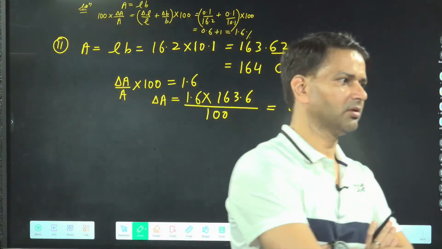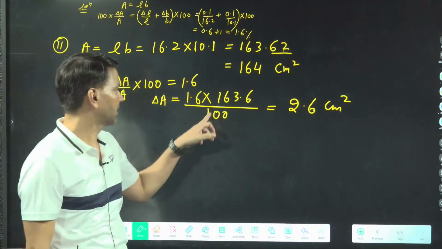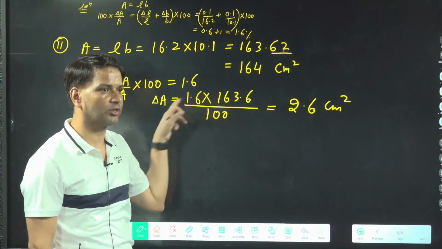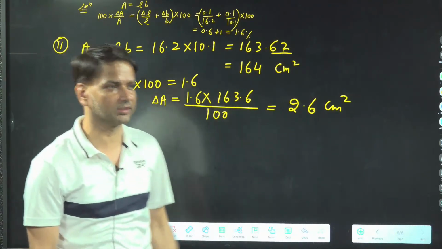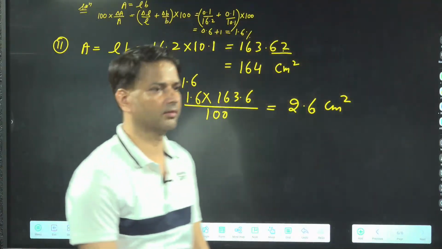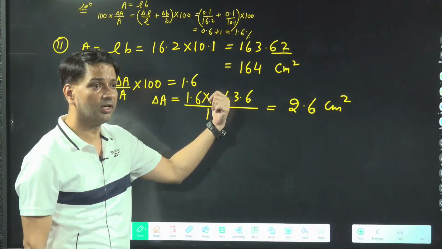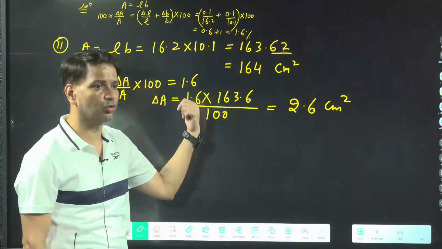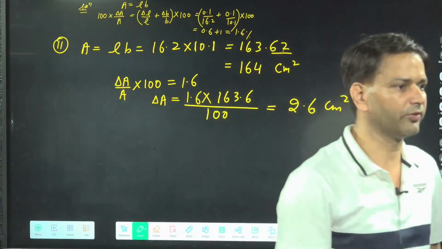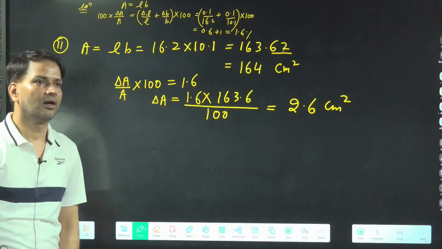Here directly it is 100, so you will get 1.6 and you can divide. 1.6 into 1.6, 16 square is 256, so it will be more than 2.56, so around 2.6 you will get. A rough calculation you can do. If you remove a 0 from 100, you put the decimal, so it will be 1.636 into 1.6. So 16 is 256, so the answer will come more than 2.56. So that is the 2.6 I am writing.